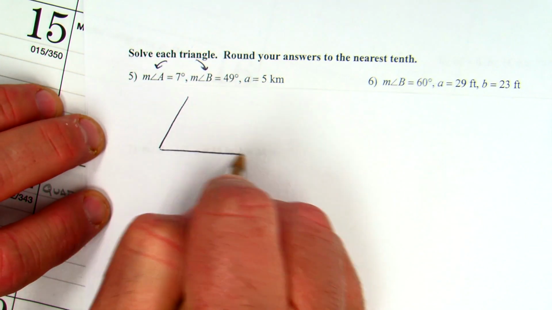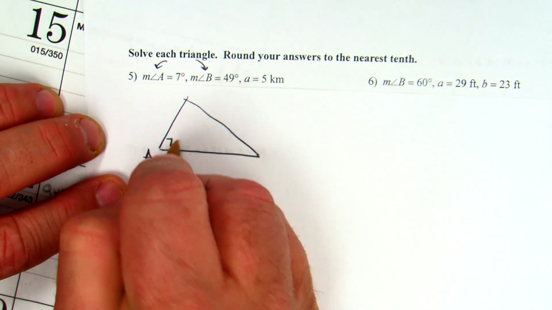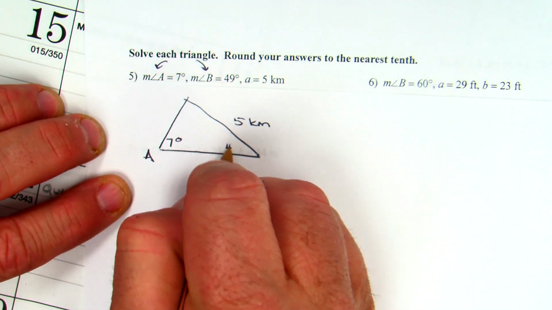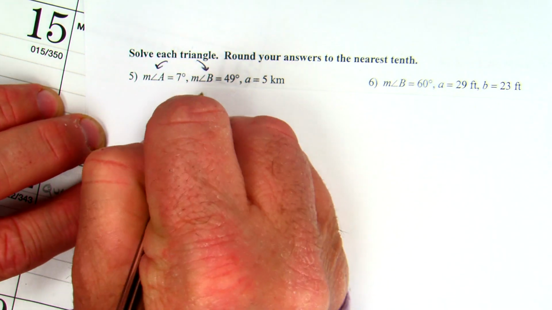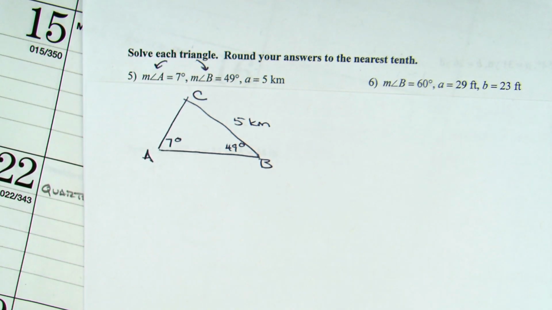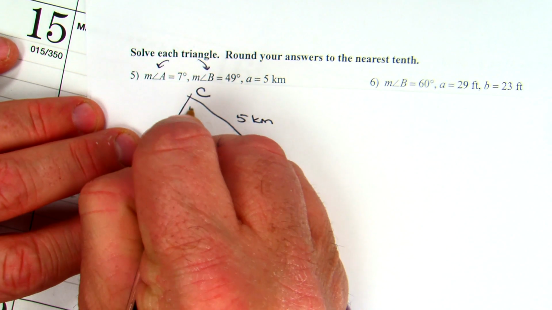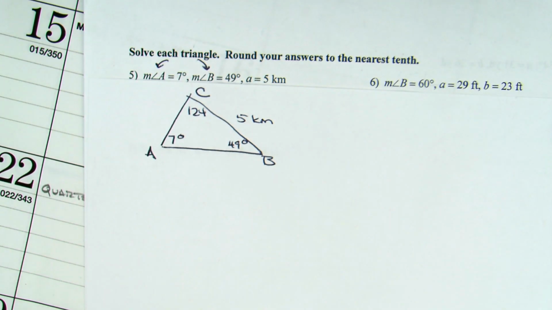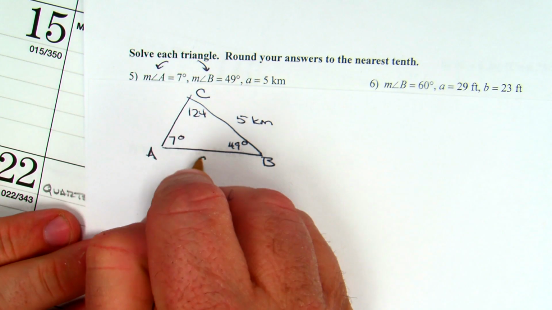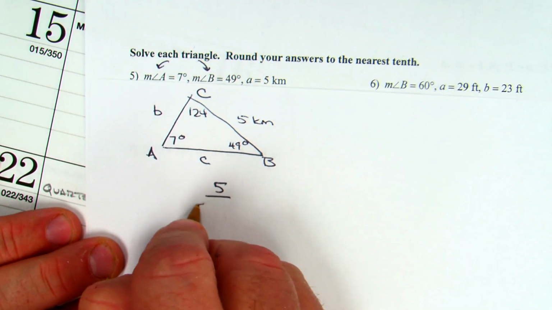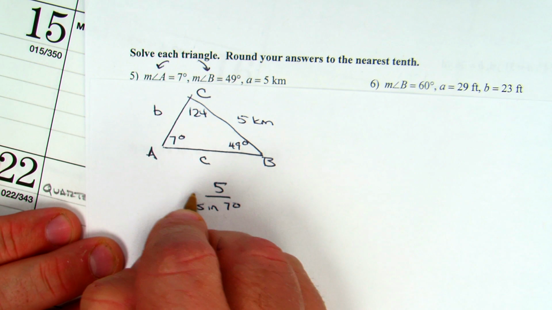So I have my triangle. There's my A, which is 7 degrees, with my 5 kilometers opposite it. There's my B, which is 49 degrees. There's C. To get angle C, what am I going to do with 7.9? Subtract from 180, and I get 124. I'm going to take my 5 over sine 7 degrees, put it in the middle. Over here, I'm going to put B over the sine of 40.